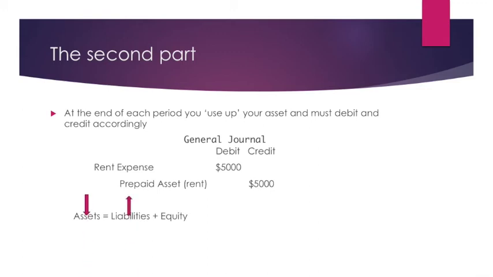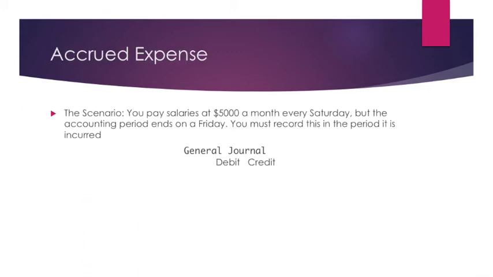Finally, we have an accrued expense. Here, the company has recognized the expense, but it hasn't yet paid it. The most common types of accrued expense are interest and salaries payable, as shown. Here, you debit the expense to an expense account and credit the liability to salaries payable. When you pay your employees, you credit cash and debit the liability as shown.